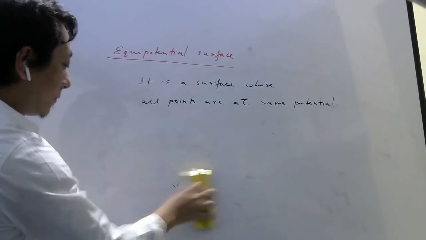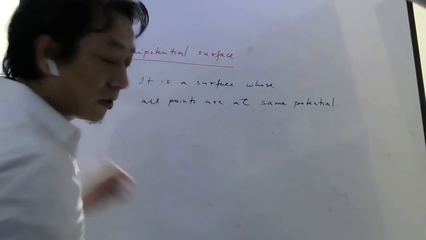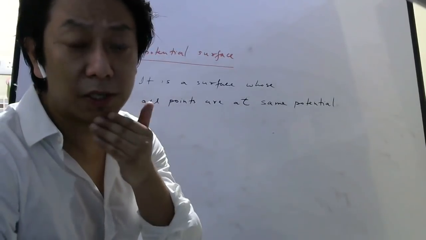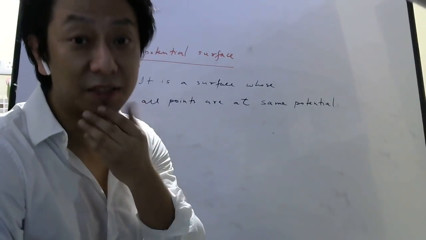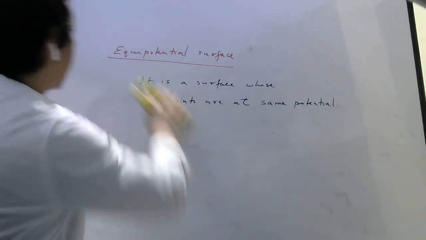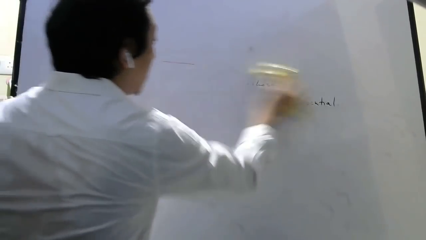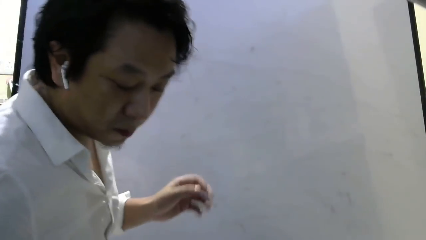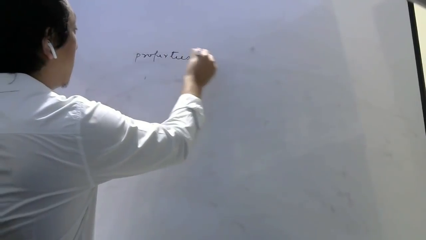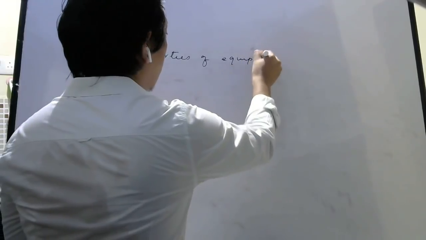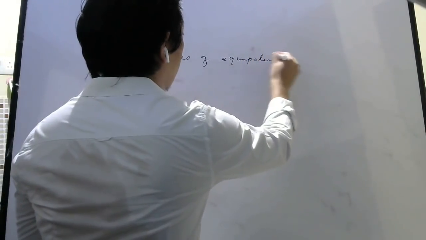Okay, keep this in mind. Now we will look at properties of equipotential surface. Just like when we did electric field, we discussed properties of electric field lines. Now we will talk about properties of equipotential surface. So if you remember 3 also, it is enough. So let us see properties of equipotential surface.